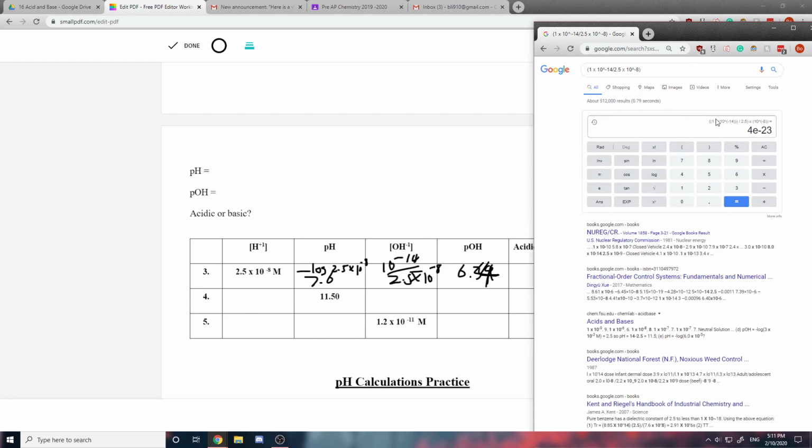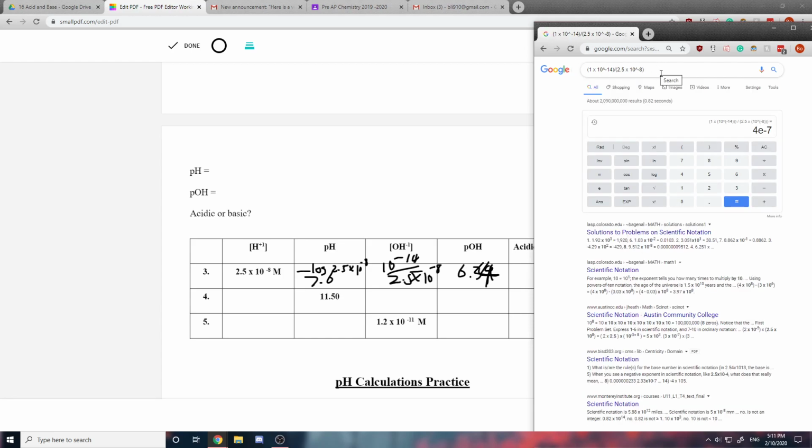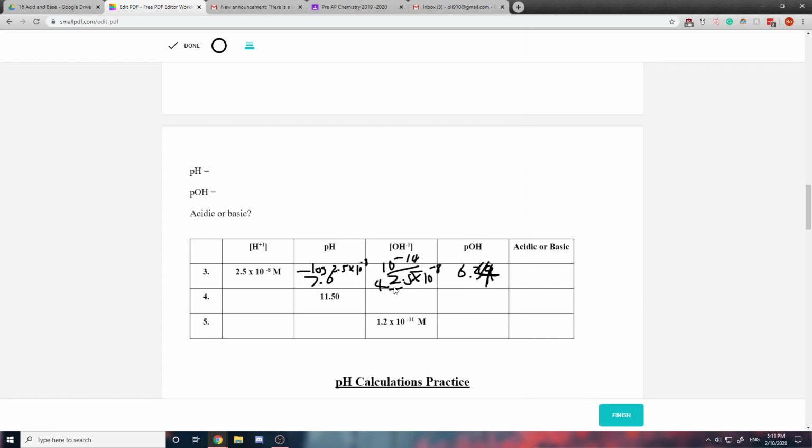Okay, my calculator is not doing what it's supposed to. I don't have the parentheses in the right places. So it goes to show the importance of parentheses. You get 4.7 times 10 to the negative 7. Or sorry, 4 times 10 to the negative 7.